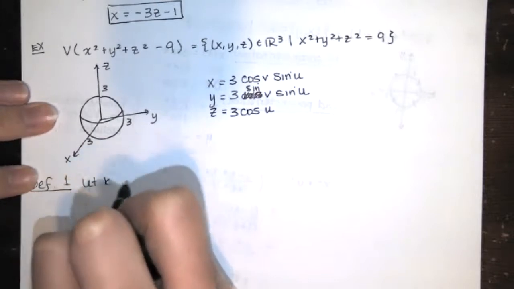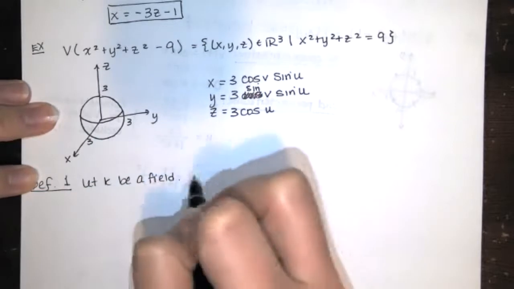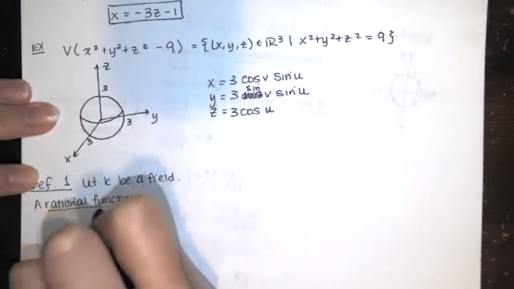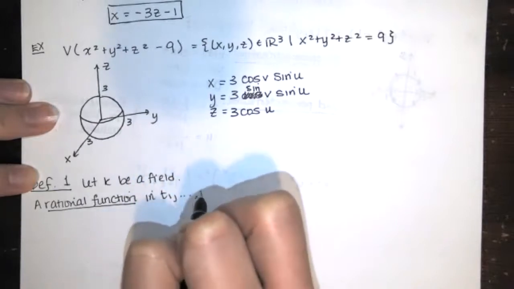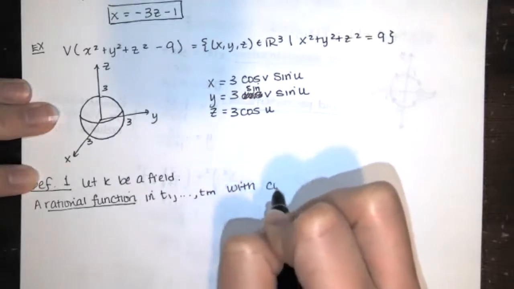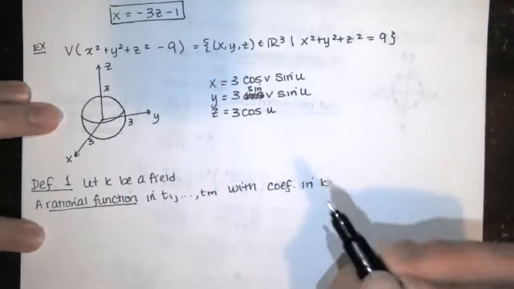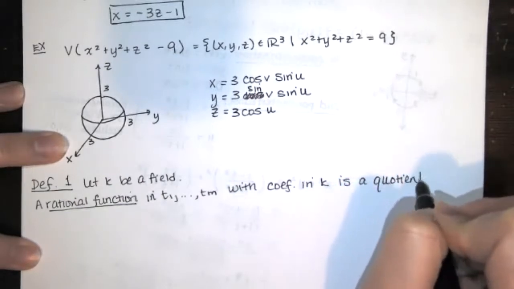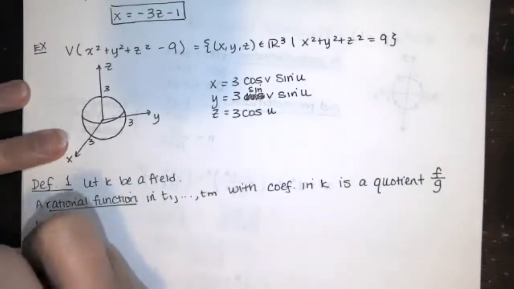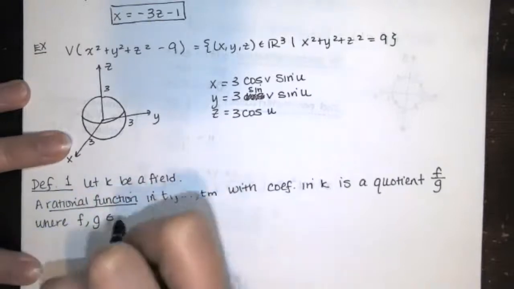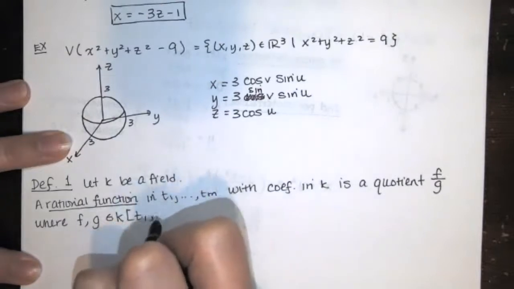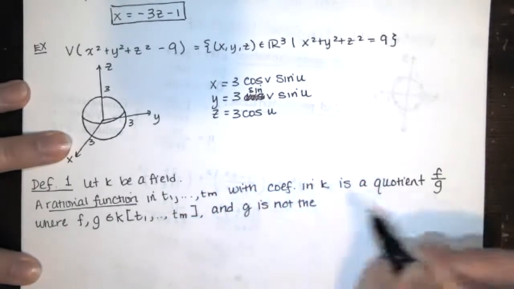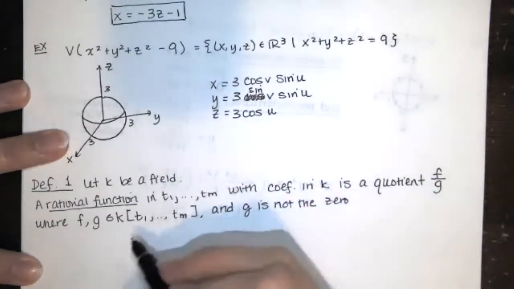It says, let K be a field. Then we're going to define a rational function in the variables t sub 1 through t sub m with coefficients in the field K to be a quotient F over G, where F and G are polynomials with coefficients in the field K in the variables t sub 1 through t sub m. And of course, G is not the zero polynomial, meaning it doesn't have coefficients of 0 for all of the powers of t.